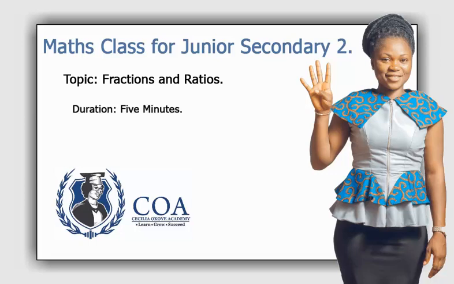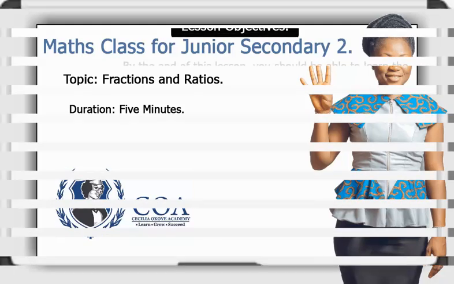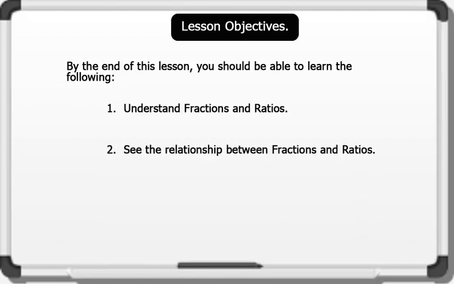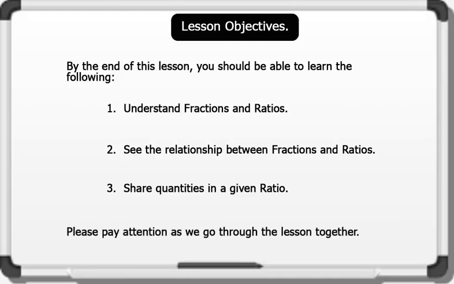Lesson duration remains 5 minutes. Let's check out the lesson objectives. By the end of this lesson, you should be able to learn the following. 1. Understand fractions and ratios. 2. See the relationship between fractions and ratios. 3. Share quantities in a given ratio. Please pay attention as we go through the lesson together.